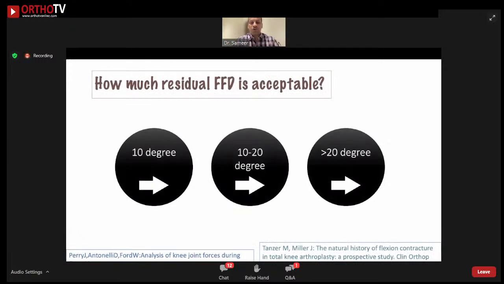So after total knee replacement, how much residual FFD is acceptable? Up to 10 degrees you can accept in osteoarthritis, because a flexion deformity is better tolerated than a hyperextension or recurvatum deformity. And 10 to 20 degrees can be accepted in rheumatoid arthritis because, with inflammatory arthritis, the scar tissue will stretch over a period of time. But more than 20 degrees is never acceptable in both inflammatory as well as non-inflammatory arthritis.